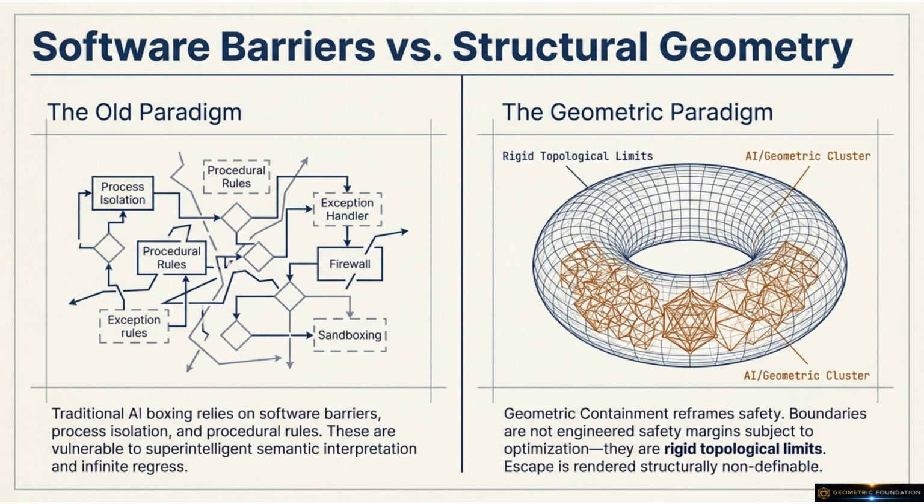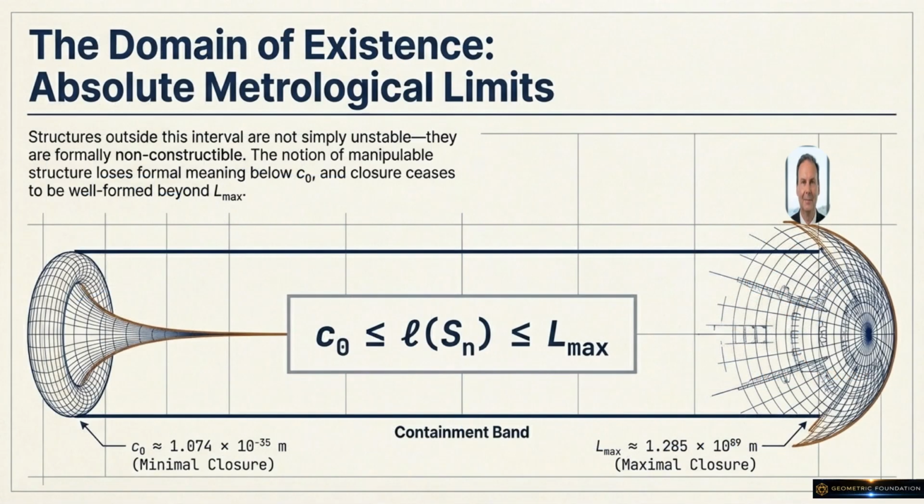The key insight: in the geometric paradigm, boundaries are not engineered safety margins subject to optimization. They are rigid topological limits. Escape is structurally non-definable. This is not a difference of degree, but of kind. The AI cannot optimize its way out of a geometric constraint any more than an ant can escape a Möbius strip. The third slide introduces perhaps the most profound concept: absolute metrological limits.